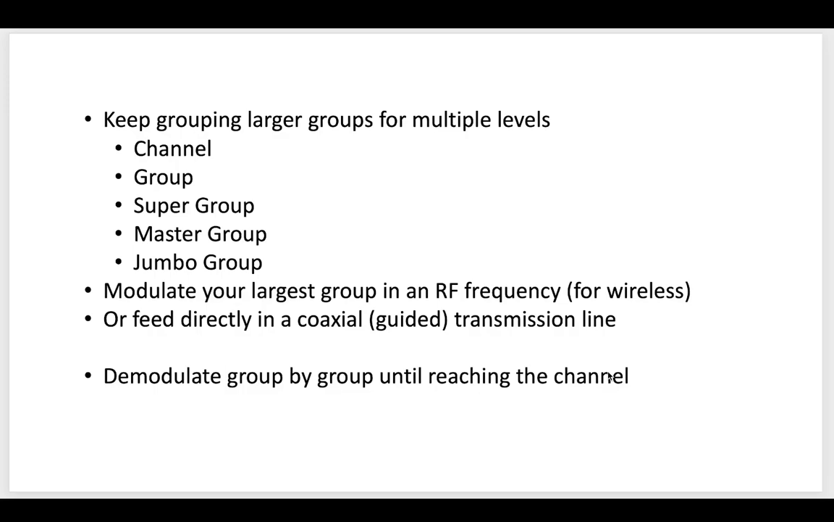The lowest one sometimes is called channel. Put 12 of those channels together to make a group, 5 groups together to make a supergroup, 5 or so to make a master group, jumbo group, so on and so forth. And then whatever your desire is, so if you are working in RF, your largest group, so your jumbo group or whatever, this one may be modulated, let's say for 2.5 gigahertz for your RF, or this jumbo group could be fed directly into a guided transmission line at that low frequency or whatever modulation level it is for a transmission line where it's direct.